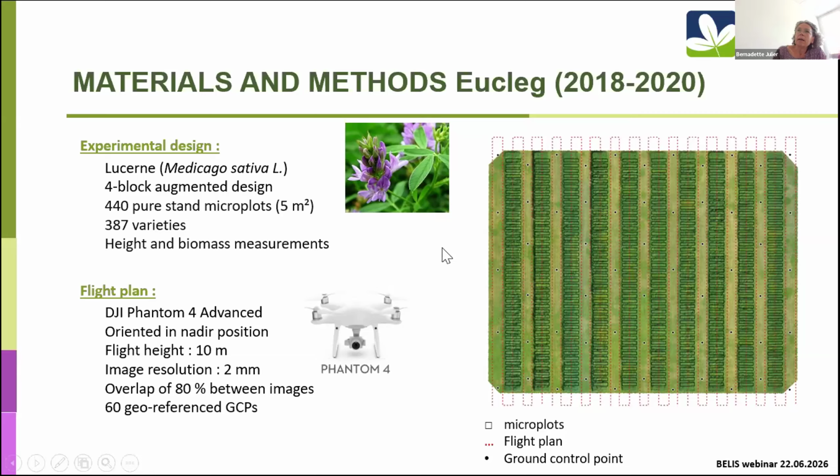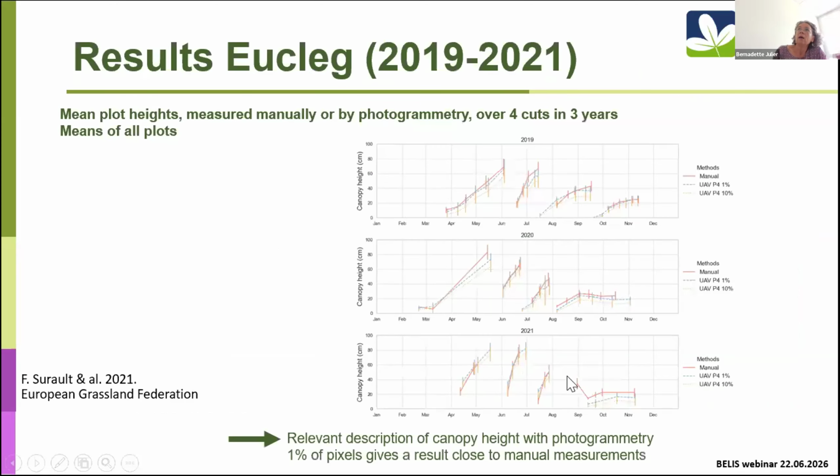And for the flight plan, you have the characteristics here with an overlap of 80%, as recommended, as said before. We have geo-referenced GCPs and all the characteristics. The flight plan is represented with the red dotted lines here. With this system, we have here represented the mean plot height measured either manually, the red line, or by photogrammetry over 4 cuts in 3 years.